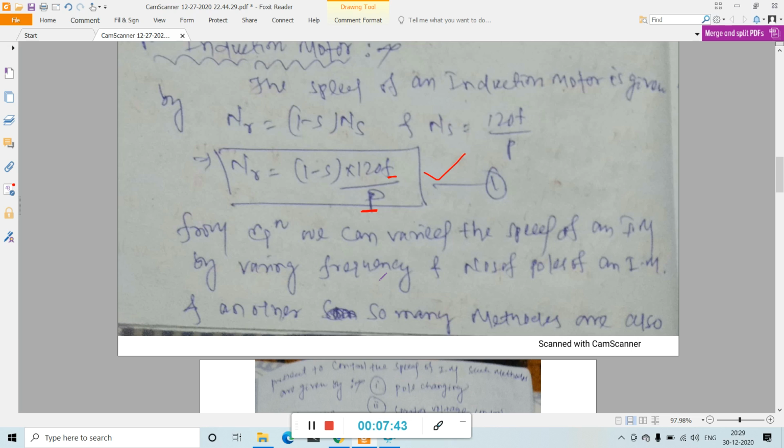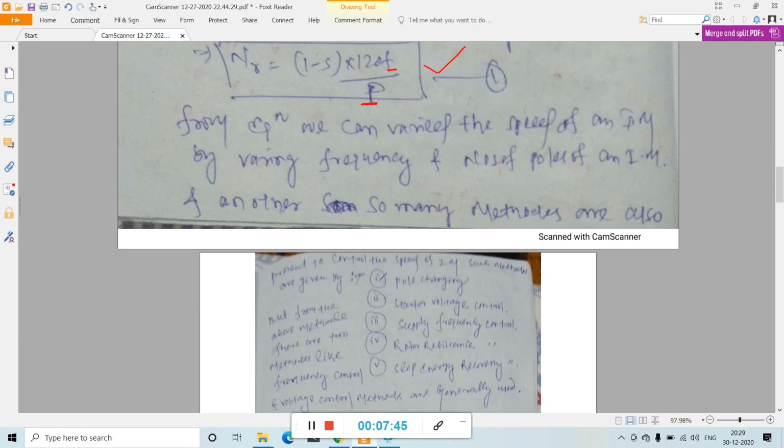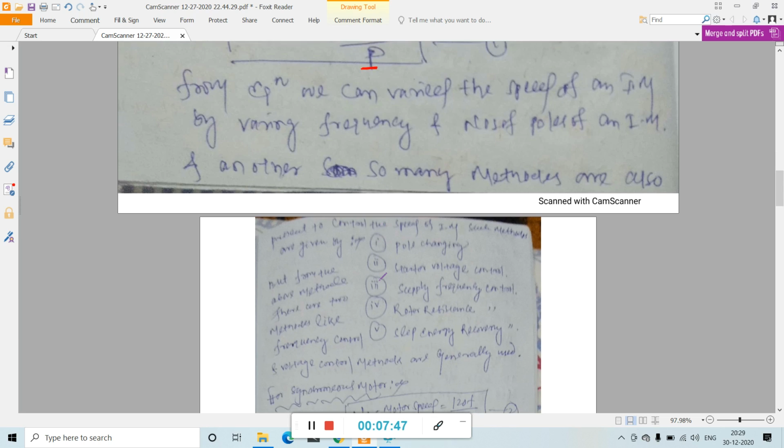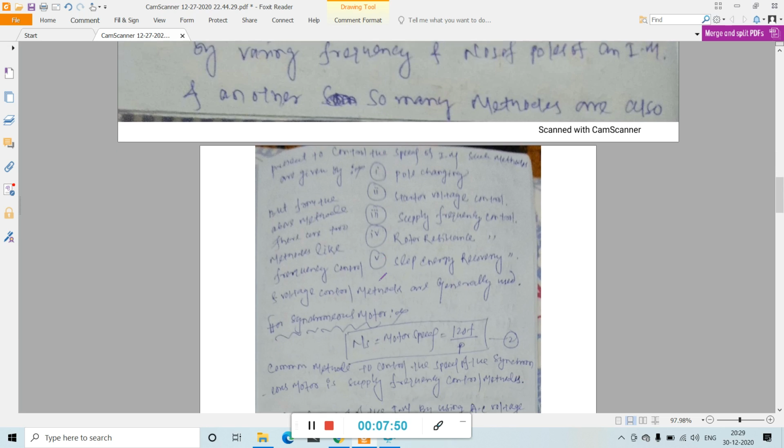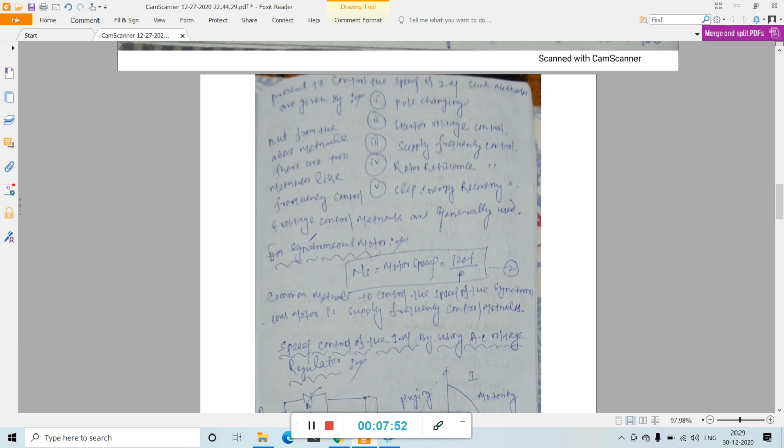Another so many methods are also present to control the speed of induction motors. Such methods are the pole changing method, stator voltage control method, supply frequency control method, rotor resistance control method, and energy recovery control method. But from all these methods, there are two methods, frequency control and voltage control method, that are generally used.